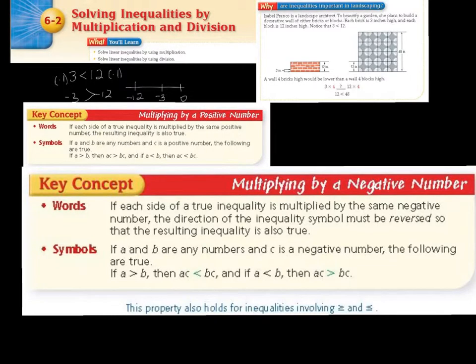If a and b are any numbers and c is a negative number, then the following are true. If a is greater than b, then a times c is less than b times c. And if a was originally less than b, then a times c is greater than b times c. And both these properties are also true for greater than or equal to and less than or equal to.